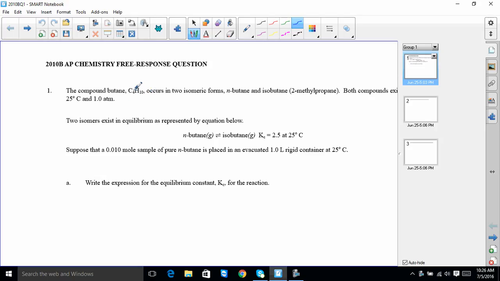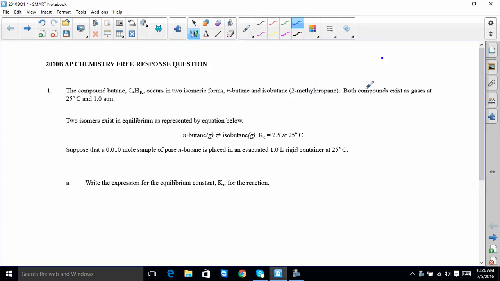The compound butane, if you remember, but means four, C4H10, occurs in two isomeric forms, n-butane, which stands for normal butane, and isobutane, which is actually, took it off, don't worry about it. Both compounds exist as gases at 25 degrees Celsius in one atmosphere. The two isomers exist in equilibrium as represented by the equation below. And what isomers are is they have the exact same condensed formula. They both have 4 carbons and 10 hydrogens, but they're just structured differently.